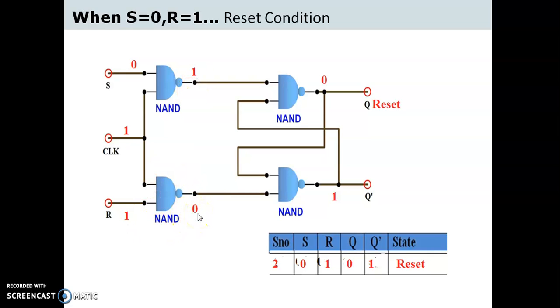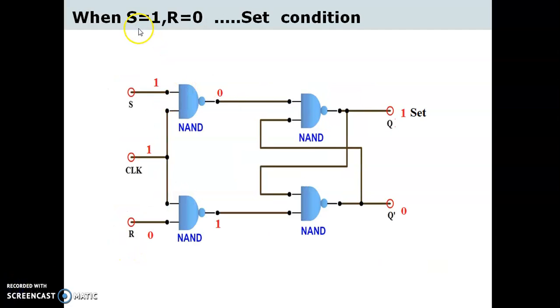Again we have to refer to the truth table of the SR latch, in which when this is 1 and this is 0, that time we will get Q as a 0 and Q bar as a 1. As Q is 0, the Q is the main output, right? So as Q is 0, we can consider this condition as a reset condition. So when S equal to 0 and R equal to 1, this condition is called a reset condition.